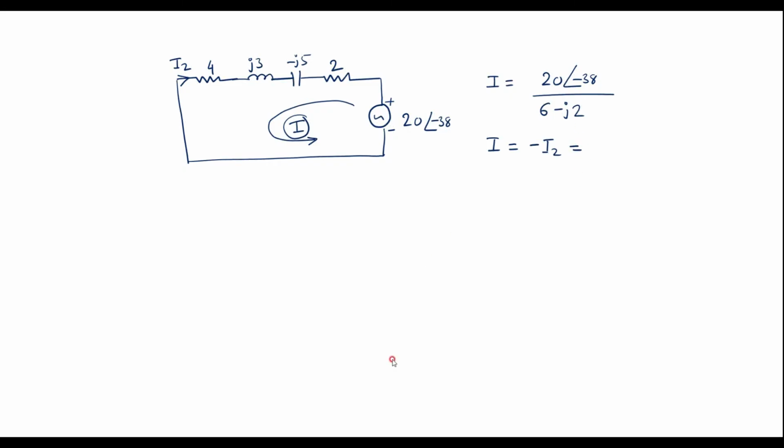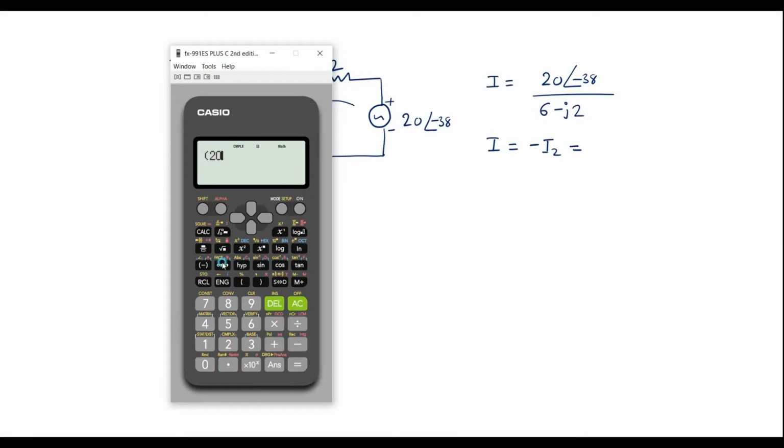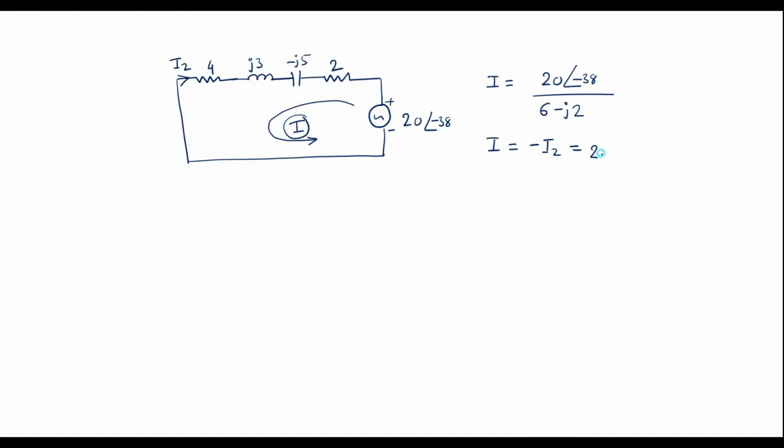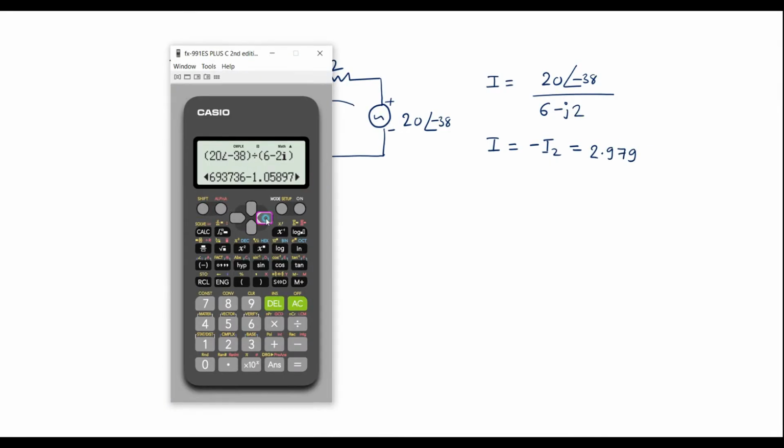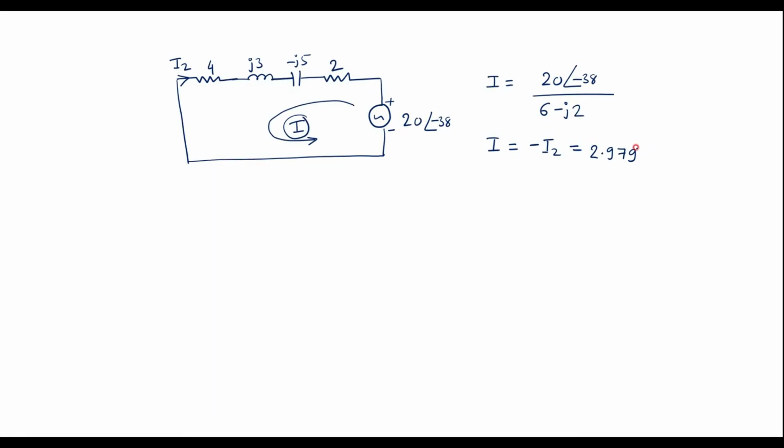Let me calculate this. Angle minus 38, open the bracket, 20, shift this sign, so we get angle minus 38, close the bracket, divided by, again open, keep it in bracket, that is 6 minus J2, that is 6 minus 2i. So it gives 2.979, and we have minus 1.058, that is 2.979 minus 1.058 J.